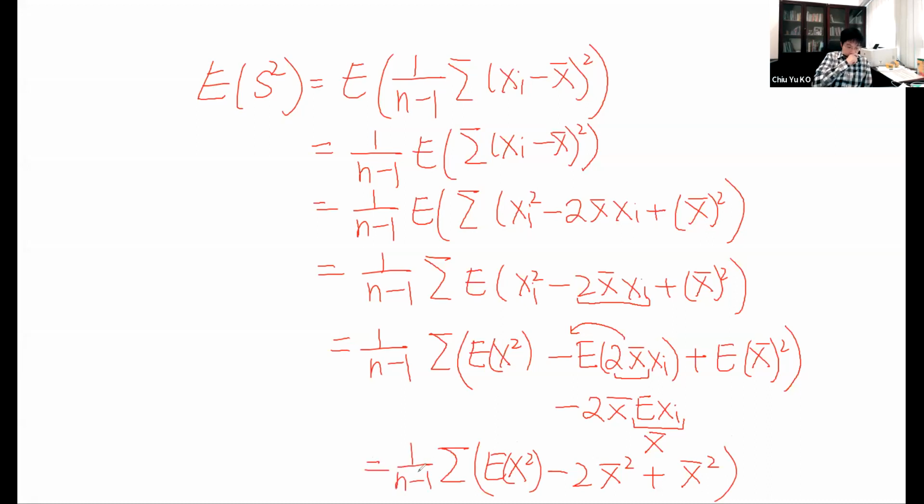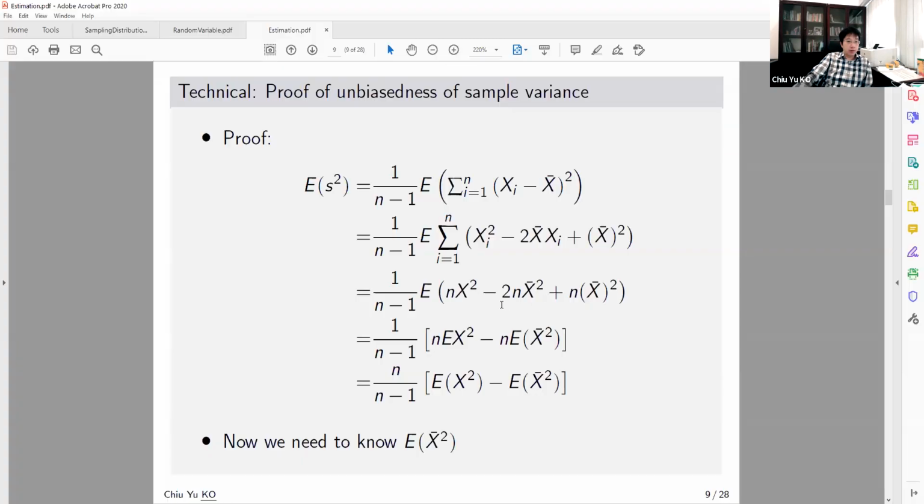There are n of them, so minus 2 x bar squared plus x bar squared would be minus x bar squared. So from here you go back to the slide: minus n plus n, so we have n times expected x bar squared. What you can see here is that n is here, so take out the n, and what you have is these two numbers.